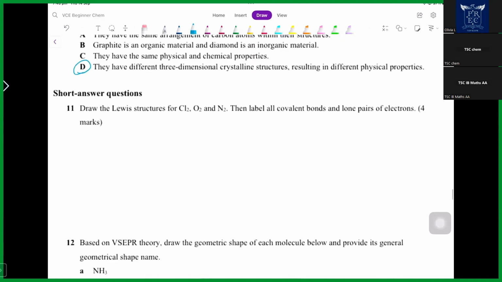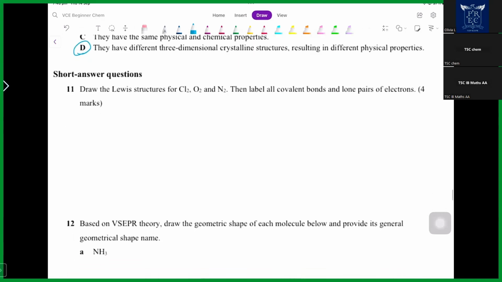Okay, they ask about the Lewis structures. For oxygen, it will be a double bond, so it should be this. It must have two pairs of electrons here. For chlorine, chlorine has one bond, so you must have three pairs of electrons here. And nitrogen is a triple bond, so you have one lone pair. The number of lone pairs are different, right?